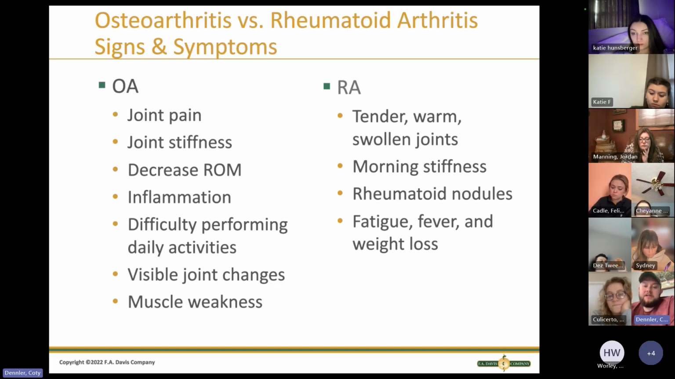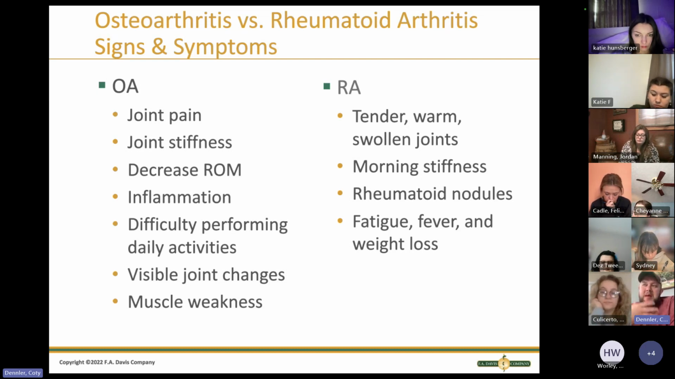For OA, you see joint pain, joint stiffness, decreased range of motion, some inflammation, but not much. Remember, it's almost not there. Very little. Difficulty performing daily activities, visible joint changes. I'm going to show you what those look like here in just a second. And then muscle weakness comes along with it too, because they baby that joint for so long, they literally lose muscle mass.